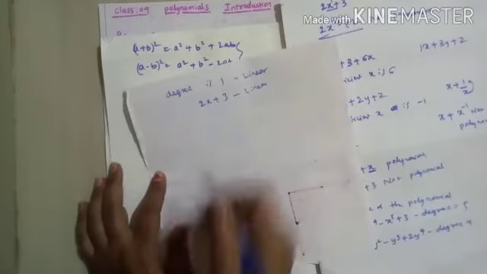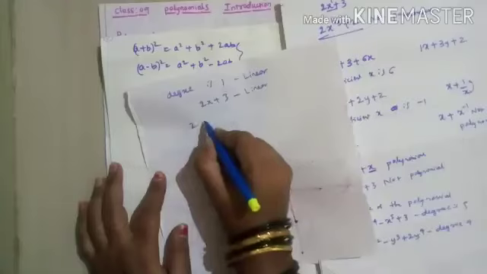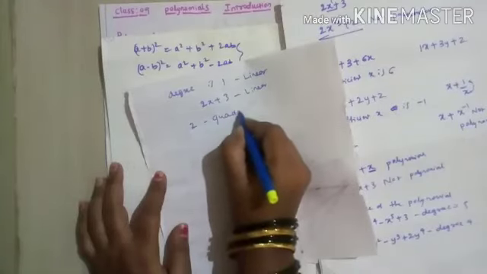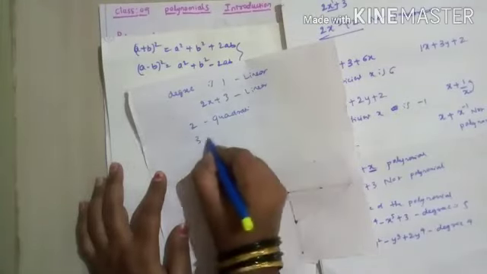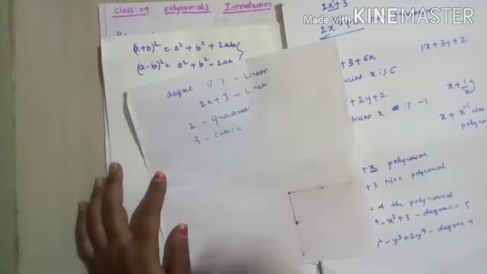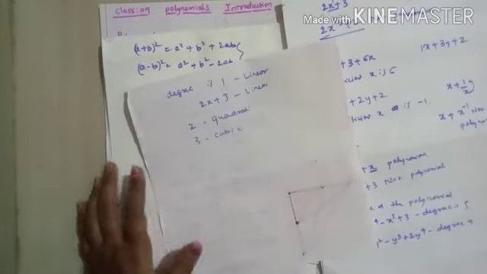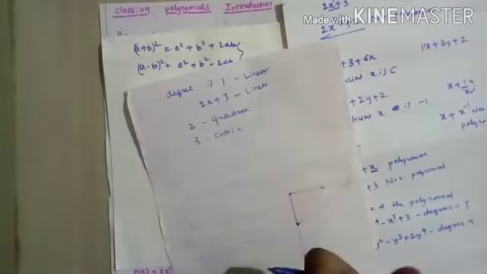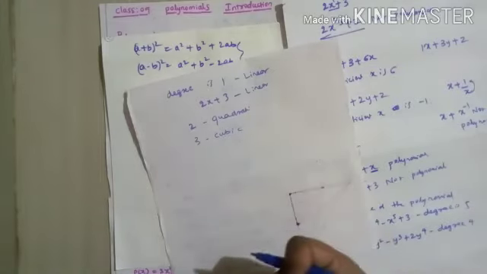If the degree of the polynomial is 2, it is called a quadratic polynomial. If the degree is 3, it is called a cubic polynomial. Degree means, you can understand, the highest power of the polynomial should be 3. That is called a cubic polynomial. And I will give the definitions clearly about it.